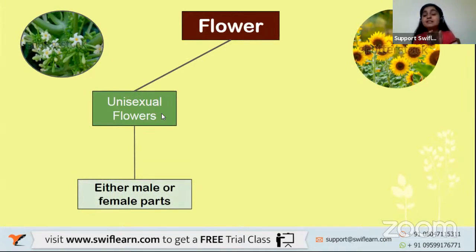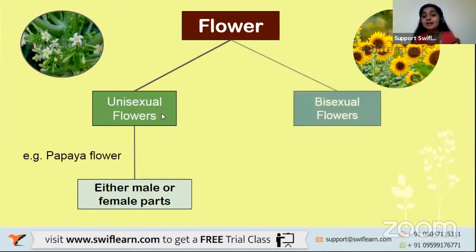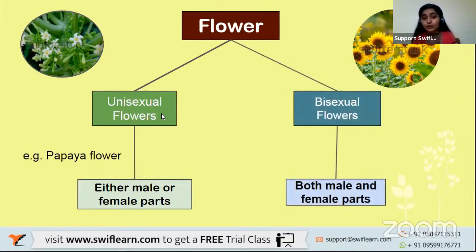Now the flower is divided into two types: there is a unisexual flower and there is a bisexual flower. Okay, so if I talk about a unisexual flower, like a papaya flower, either a male or a female part works. On the other hand, in a bisexual flower, both male and female parts are present. Hopefully, these two terms are clear by now.